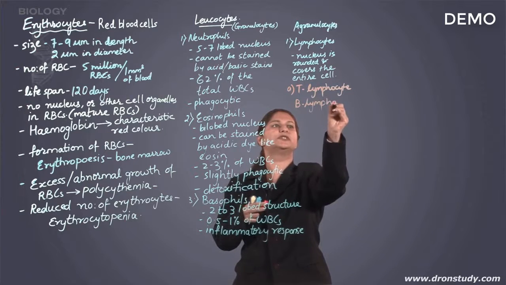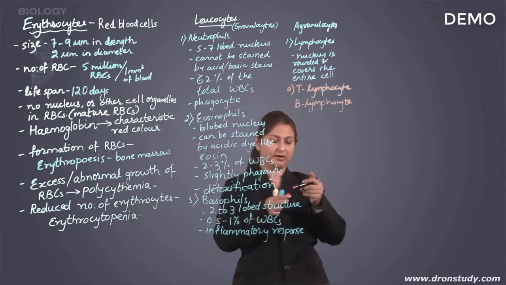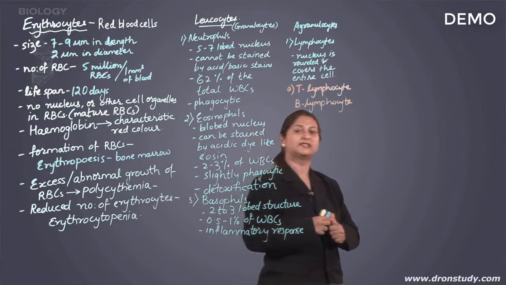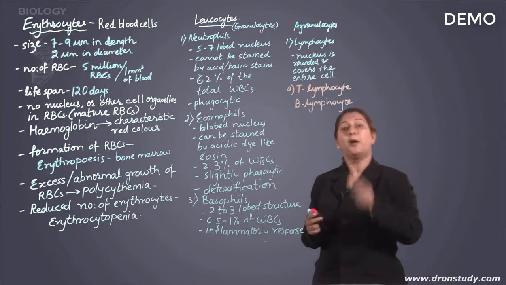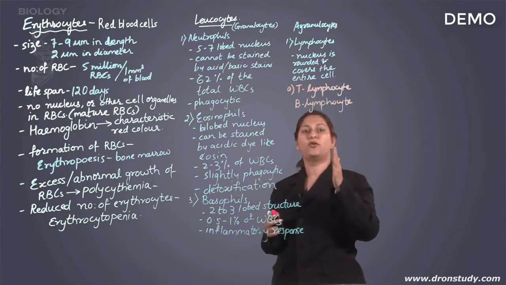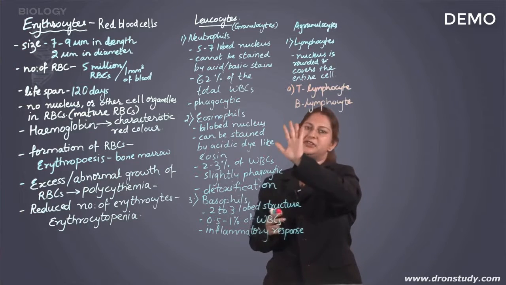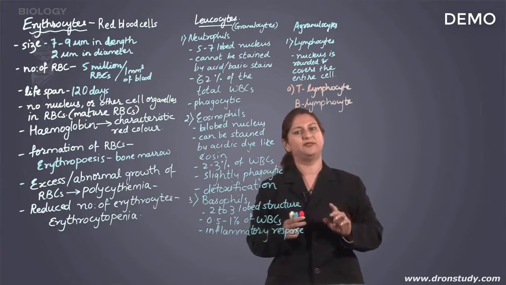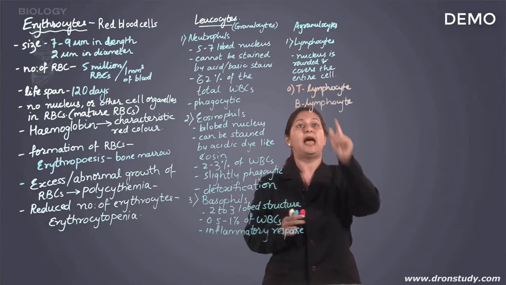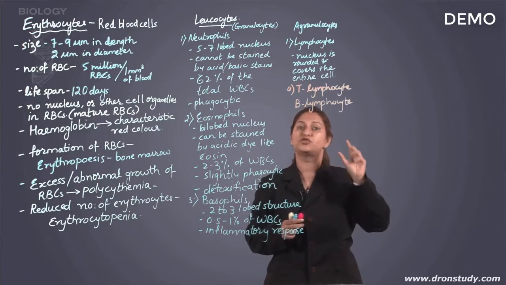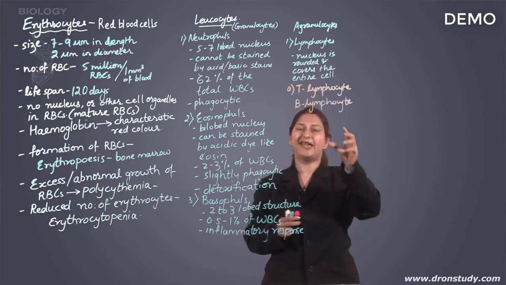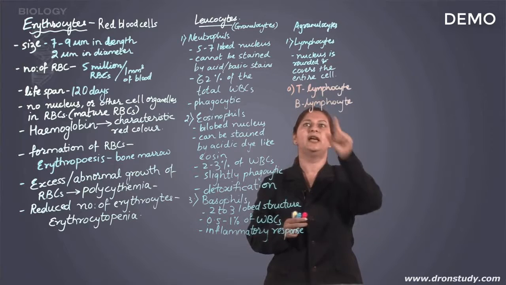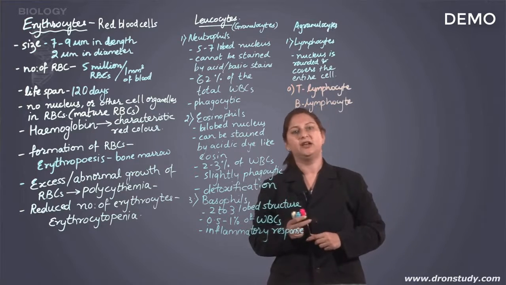Now, what is the difference between them? Both the lymphocytes are formed in the bone marrow, correct? But the maturation of the B lymphocyte happens in the bone marrow itself. And the T lymphocyte goes to a particular organ called the thymus. So, there the lymphocytes mature and that is why they are called T lymphocytes.